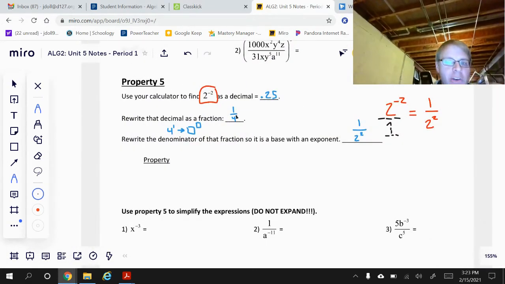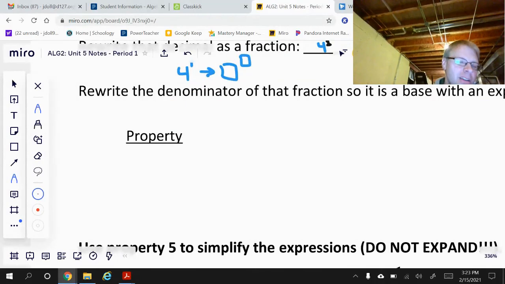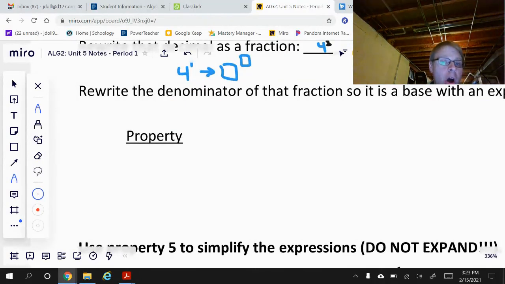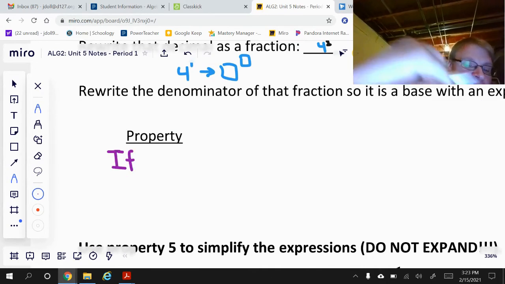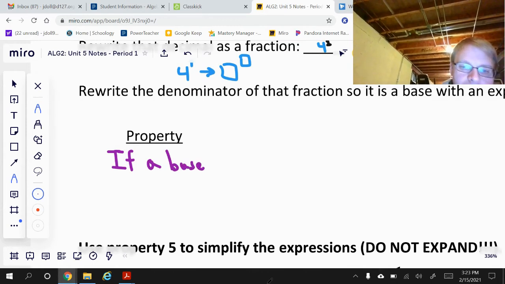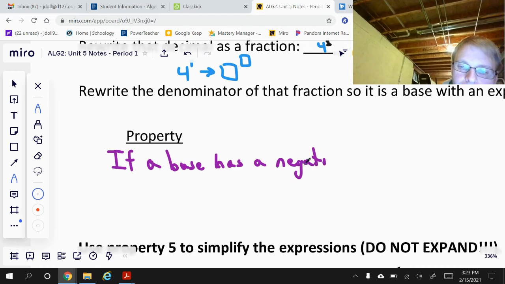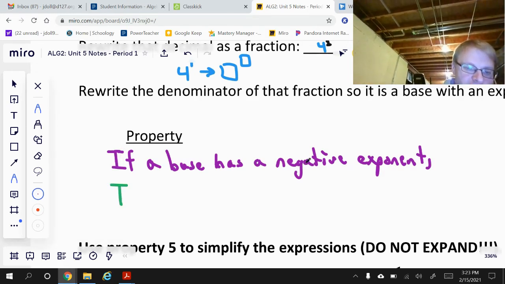So let's put that into words. And I will tell you, this is a little tricky based on just this one example. So I'm going to help you out here and not make you try and problem solve this, because I don't want you to draw the wrong conclusion based on just one example. So here is our when, and this is pretty simple, straightforward. If a base has a negative exponent, that's when we should use this property.